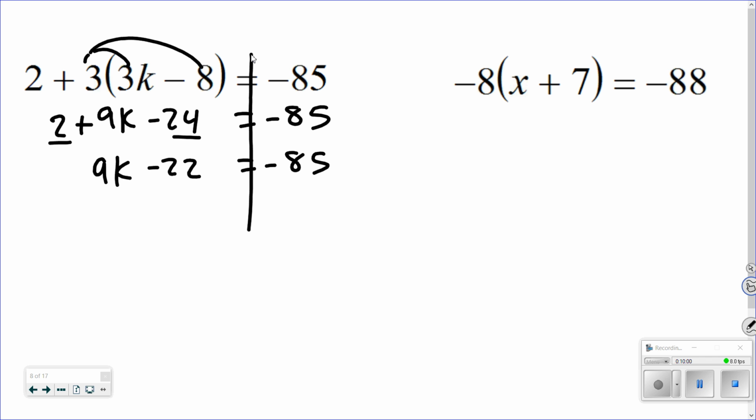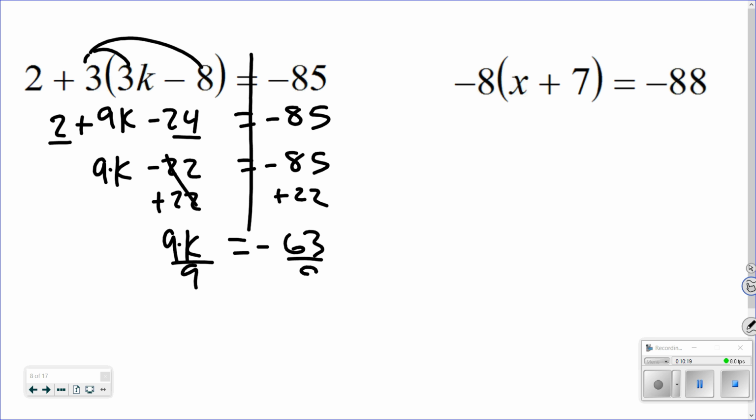So I add, subtract, multiply, divide. So it's 9 times k, I'd have to divide by 9. I have to add 22. I want to add the 22 first. 9k equals, add those together, is that negative, what, 63, I believe? 9 times k, so divide by 9. That's 1. 1k is k. Negative 63 divided by 9 is a negative 7.